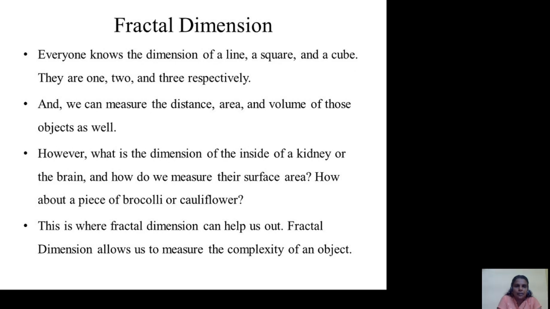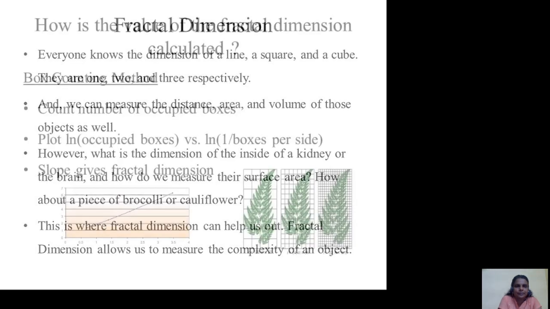Fractal dimension. Everyone knows the dimension of a line is 1, square is 2 and cube is 3. And we can measure the distance, area and volume of those objects also. But what about the dimension of the inside of a kidney or a brain? How can we measure the surface area? And what about a piece of broccoli or cauliflower? This is where fractal dimension can help us out. Fractal dimension allows us to measure the complexity of an object.